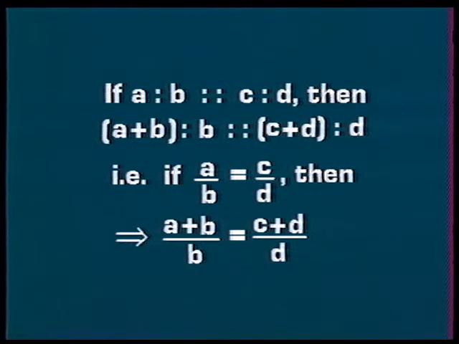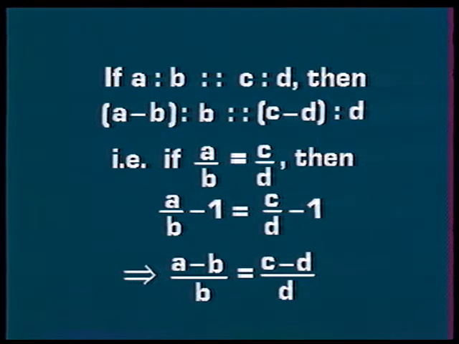Result 3 is, if A is to B as C is to D, then A plus B is to B as C plus D is to D. That is, if A upon B is equal to C upon D, then if we add 1 to both sides, we get A upon B plus 1 is equal to C upon D plus 1. The value remains same because we are adding 1 to both the sides. And thus we get A plus B upon B is equal to C plus D upon D. That is, A plus B is to B as C plus D is to D. This result is called componendo.